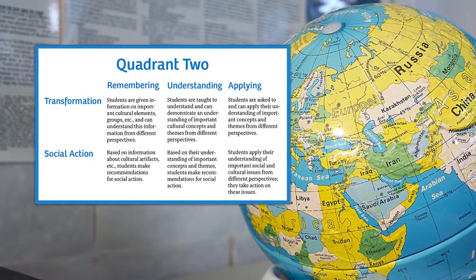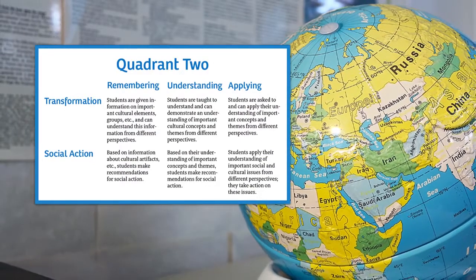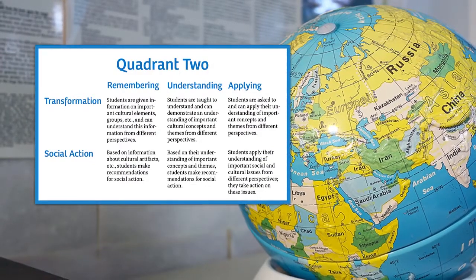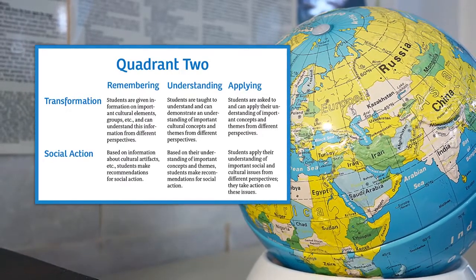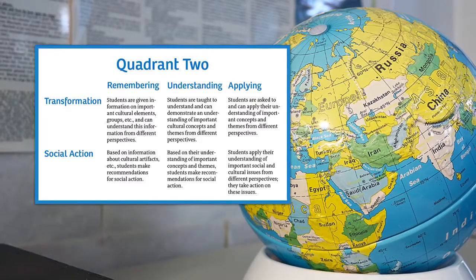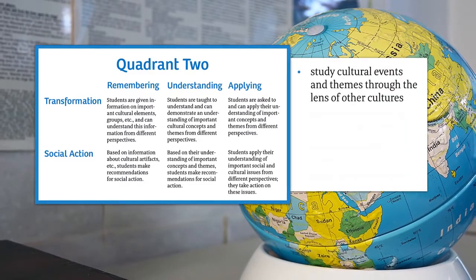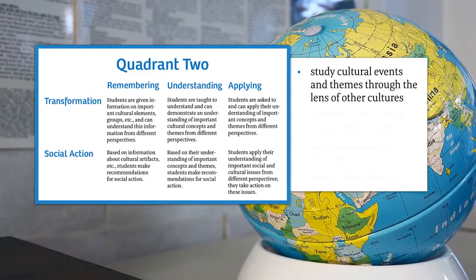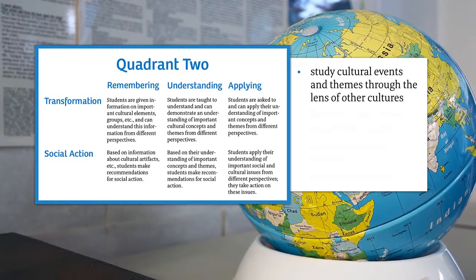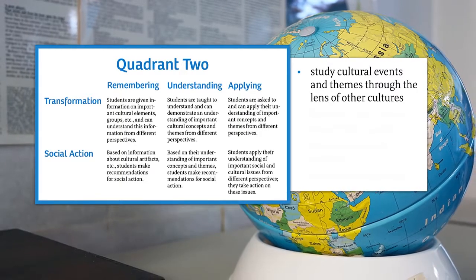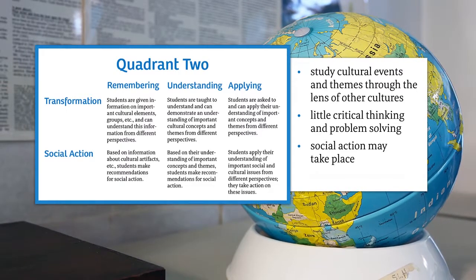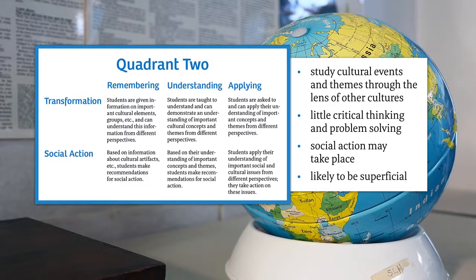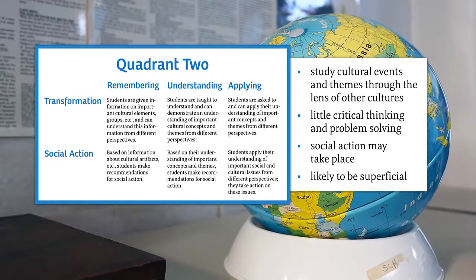The cells in Quadrant 2 are low on Bloom's taxonomy, remembering, understanding, and applying, and high on Banks's multicultural levels, transformation and social action. Students working in this quadrant will have the opportunity to study cultural events and themes through the lens of other cultures. They'll also gain additional and meaningful knowledge about different groups, but with little critical thinking and problem-solving involved. Social action may take place, but the project's likely to be superficial and without much impact.